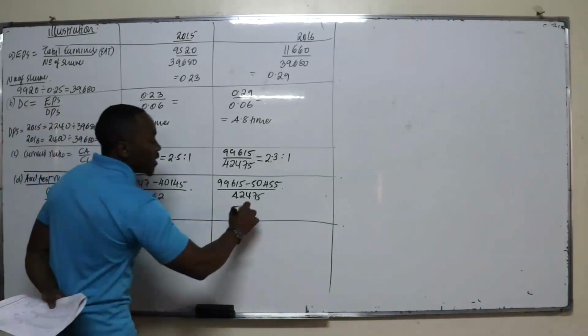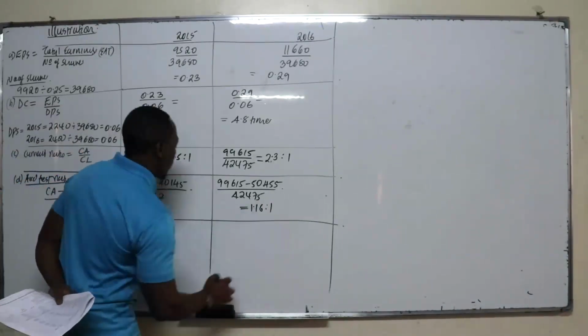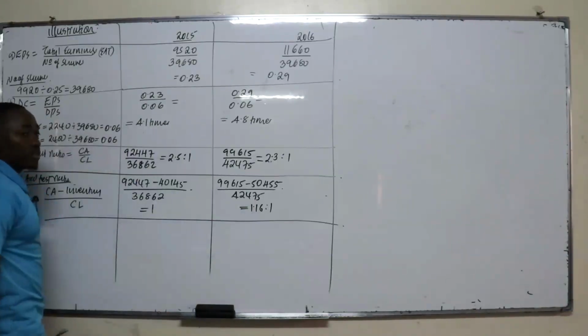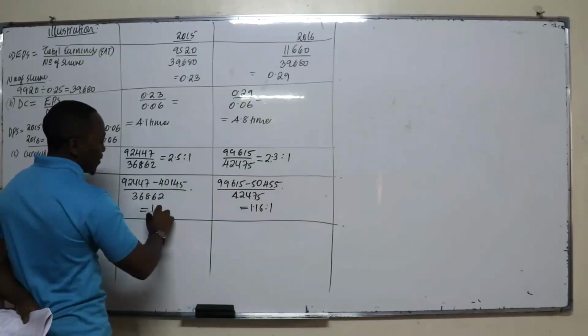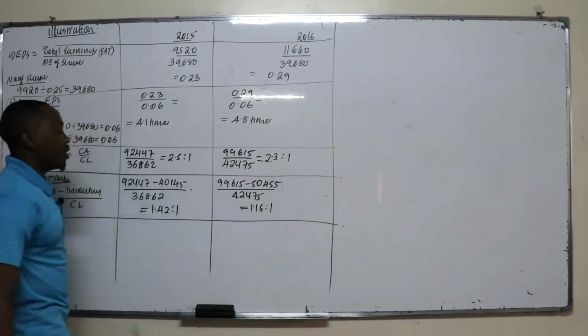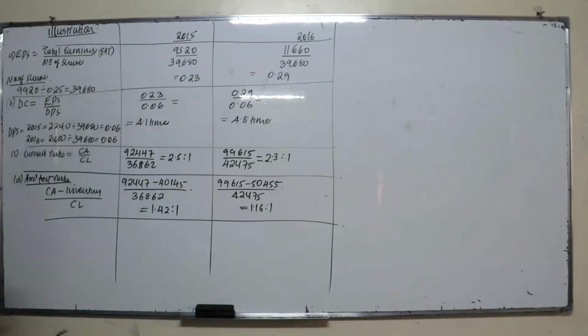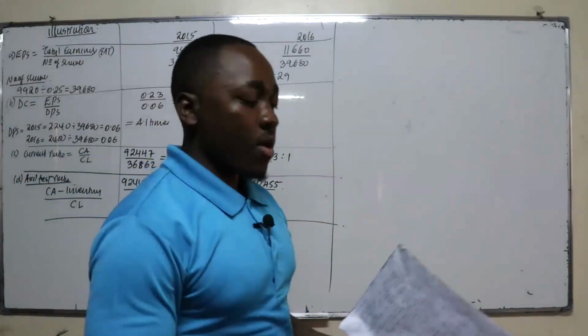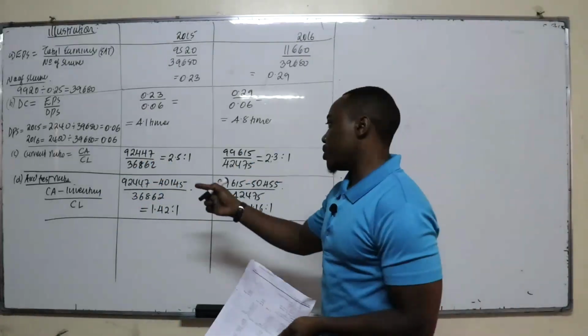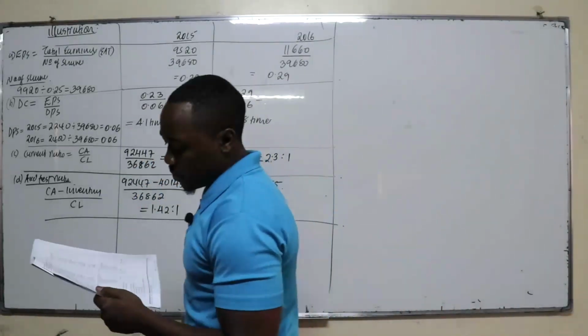1.16 is to 1. Joyce, 1.42 is to 1. What do you say about the acid test ratio? It's also known as the quick ratio. The recommended ratio is 1:1. So it's over 1, which means we have good performance.